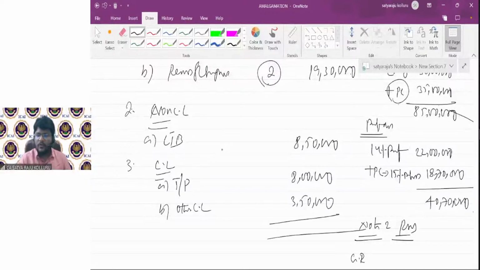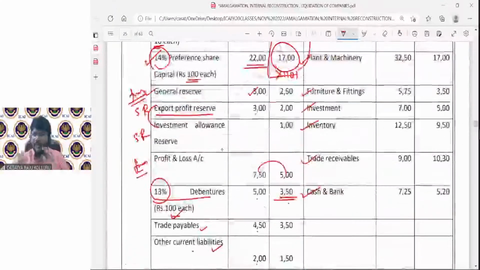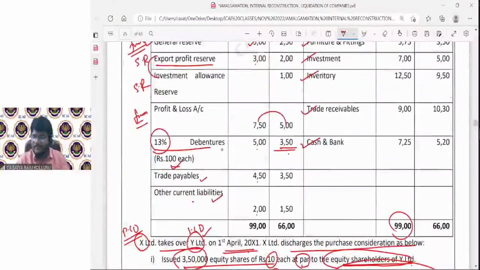So if you make the total, you will get the total of equity and liabilities. Then you can come under assets. Sir, I don't want to add line by line. I will check the totals just for the time being. In the examination, please put it into the respective head.